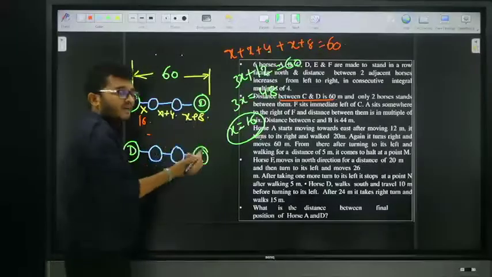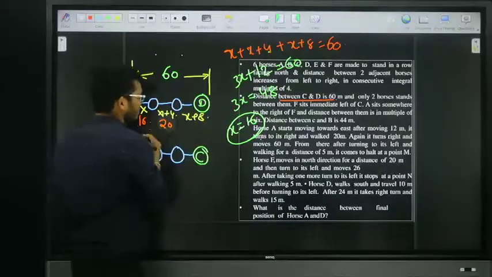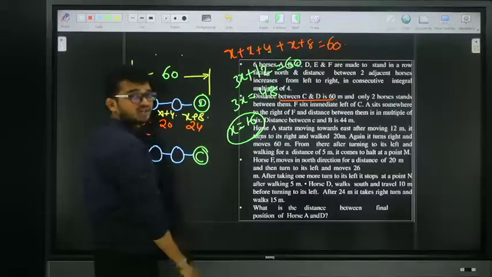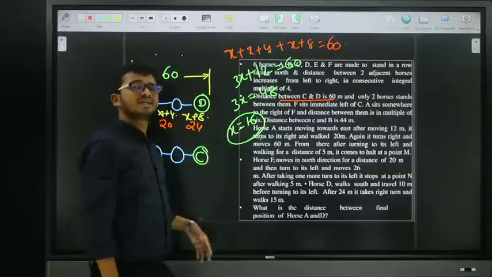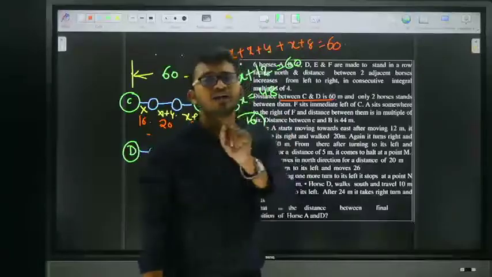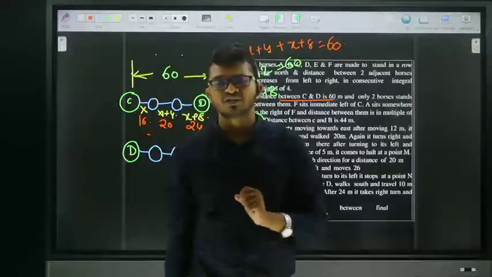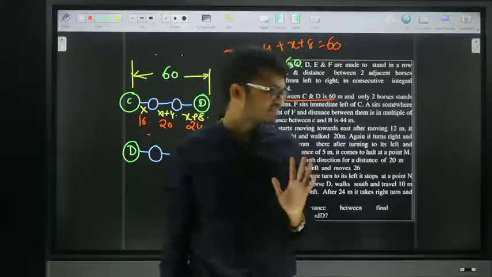When this one is 16, the next one, a successive multiple of 4, is 20. Then the next one is 24. We could take x, or otherwise we could take 4x, then 4x plus 4, then 4x plus 8. It is your choice.